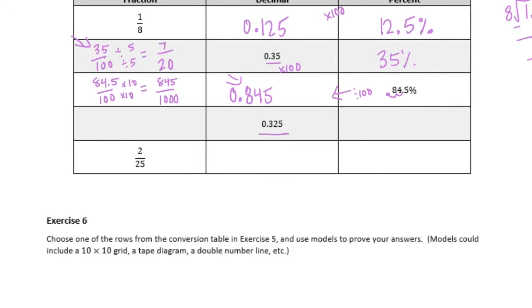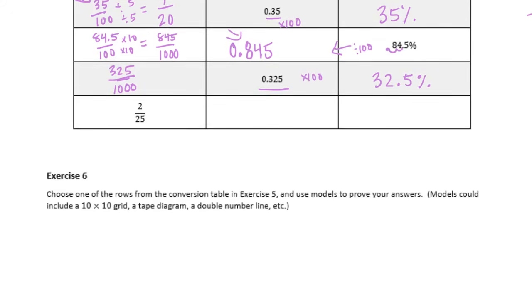This says 325 thousandths, so I'm just going to make this 325 out of 1,000. And then as a percent, all I need to do is multiply it by 100. So it's going to be 32 5/10%. And lastly, 2 25ths.